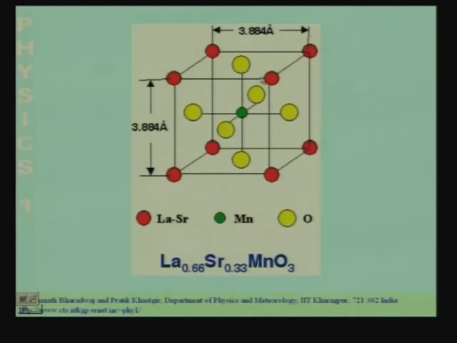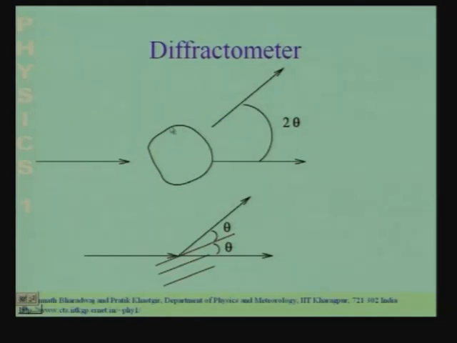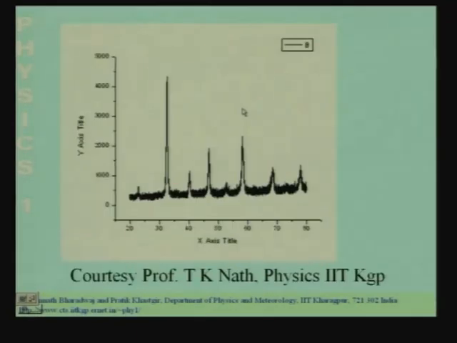So you have a periodic arrangement of such lanthanum strontium manganese oxide, and so you have now a sample made up of that on which you have X-ray. What the diffractometer does is, it measures the intensity of the scattered X-ray as a function of this angle, which is called 2 theta. And this shows you the intensity which is measured at different angles 2 theta.